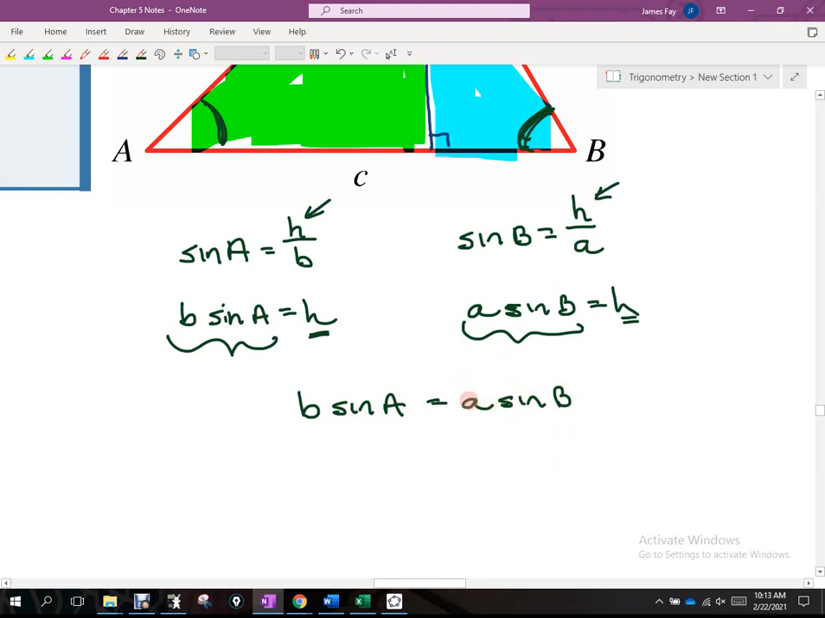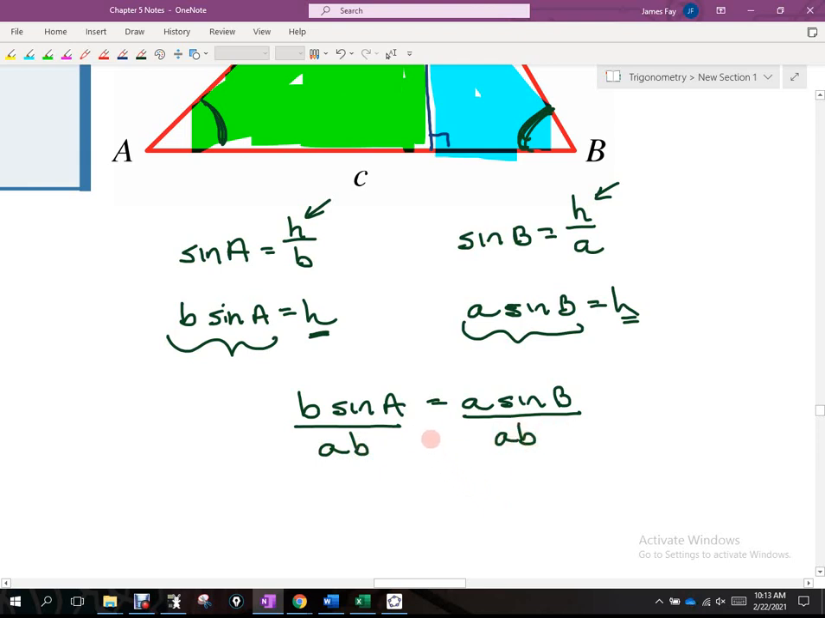Now, you can do this in 2 steps. I'm going to do it in 1 step. I can divide both sides by anything I want to, right? As long as it's the same on both sides, right? So I'm going to divide both sides by the length AB.